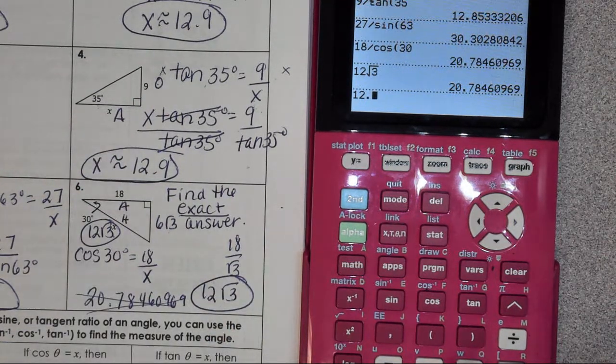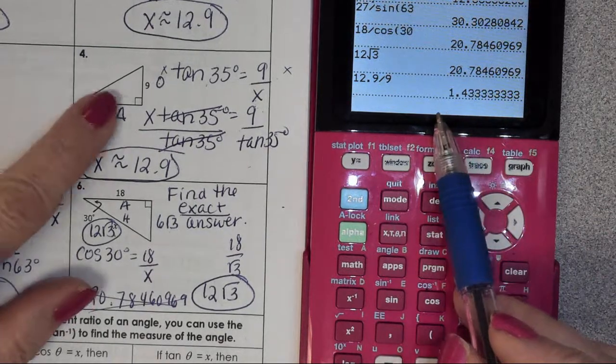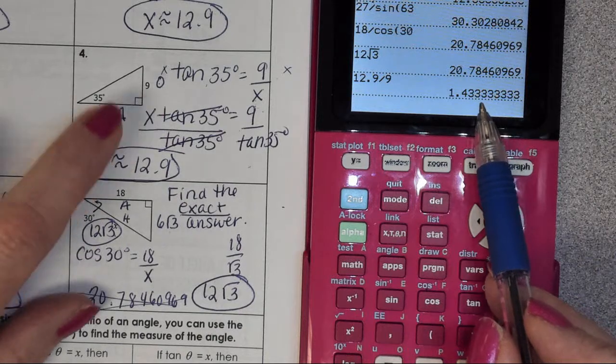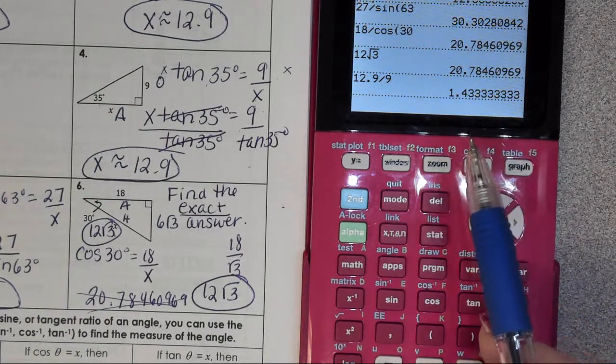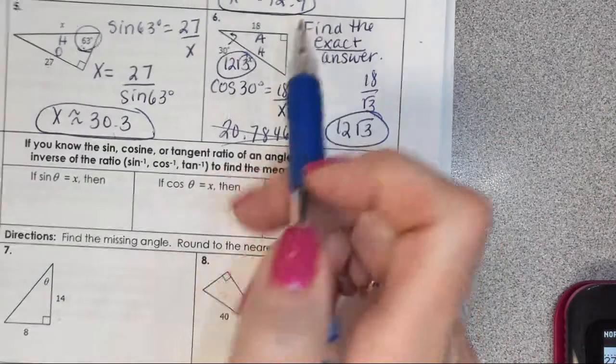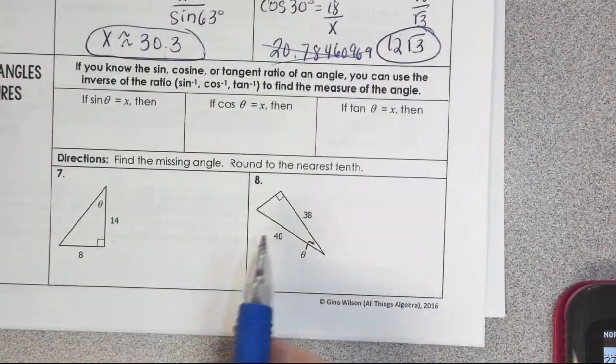what's 12.9 divided by 9? I would have to say, oh, this side is always 1.433333 times the other one. You see how that doesn't really make any sense? It's not going to give us an exact one. So these are the exact.